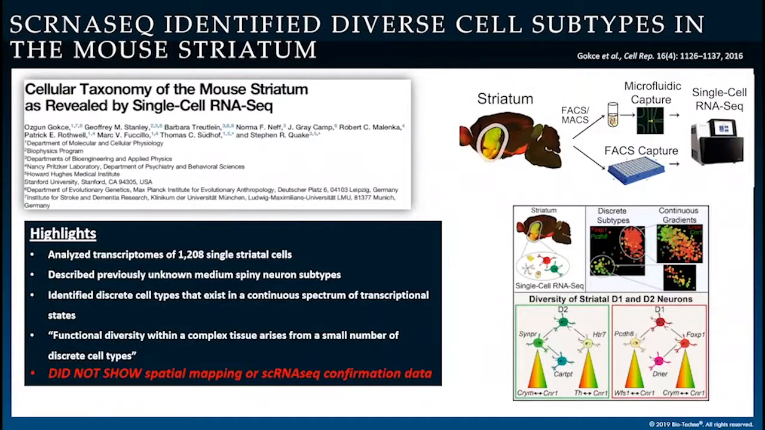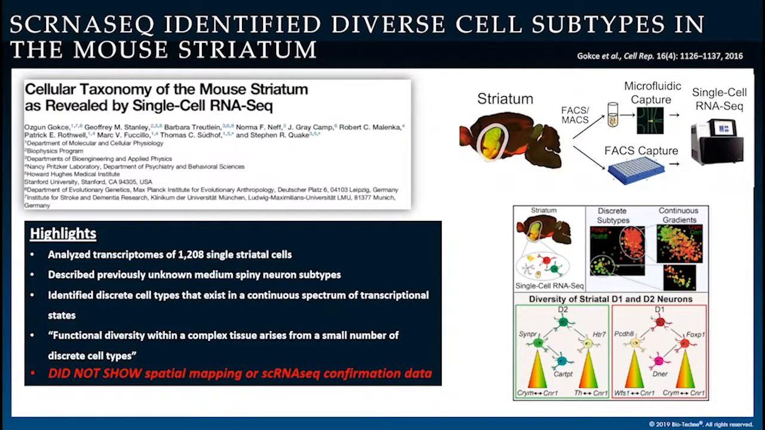So now I'm showing you an example of a paper that we used to show the application of this RNAscope HiPlex assay. In this paper by Gokce, published in Cell Reports in 2016, researchers at Stanford University identified novel subtypes of D1 and D2 striatal medium spiny neurons, or MSNs, by analyzing over 1,200 different striatal cells using single-cell RNA sequencing. They identified discrete cell types that exist in a continuous spectrum of transcriptional states and found that functional diversity within a complex tissue arises from a small number of discrete cell types.